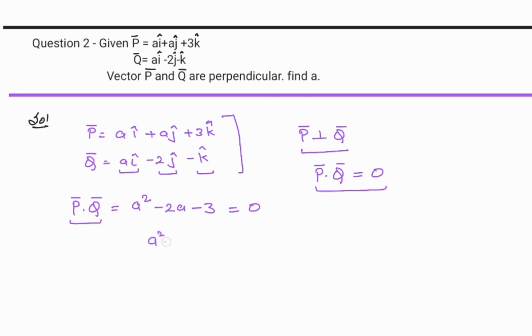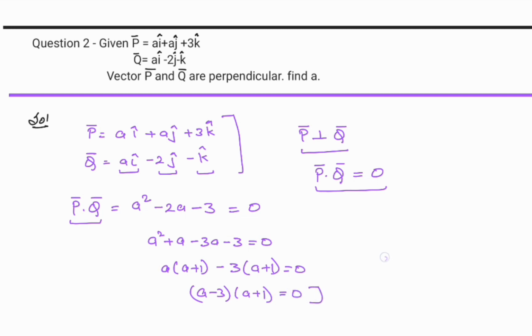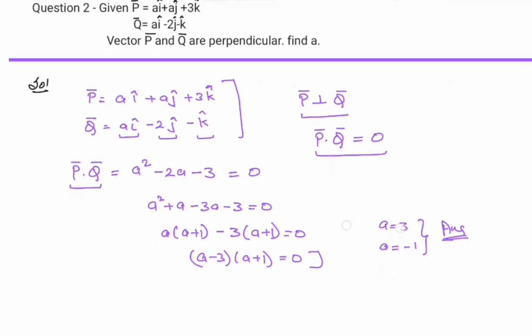Here I am factorizing. Take A as a common, and here minus 3 as a common. It means A minus 3, and you will get A plus 1. Now equate the terms to 0 one by one. You will get A is equal to 3 and A is equal to minus 1. These are the two values of A. For these values of A, vector P and vector Q are perpendicular to each other. Okay, now look at the next question.